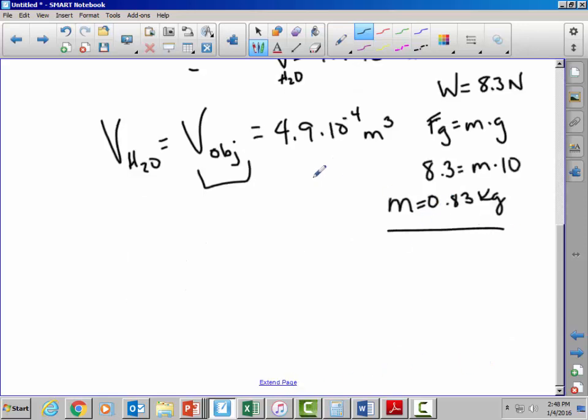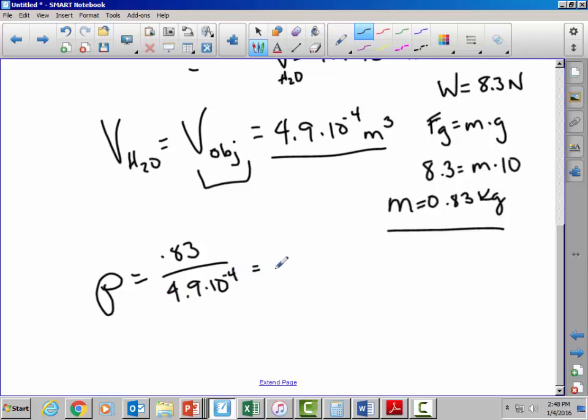Well, we have the mass and we have the volume, so now we can just use our density idea to divide the two. And you end up with about 17,000 kilograms per meters cubed as the density of your crown, which is not close enough to consider it to be pure gold.